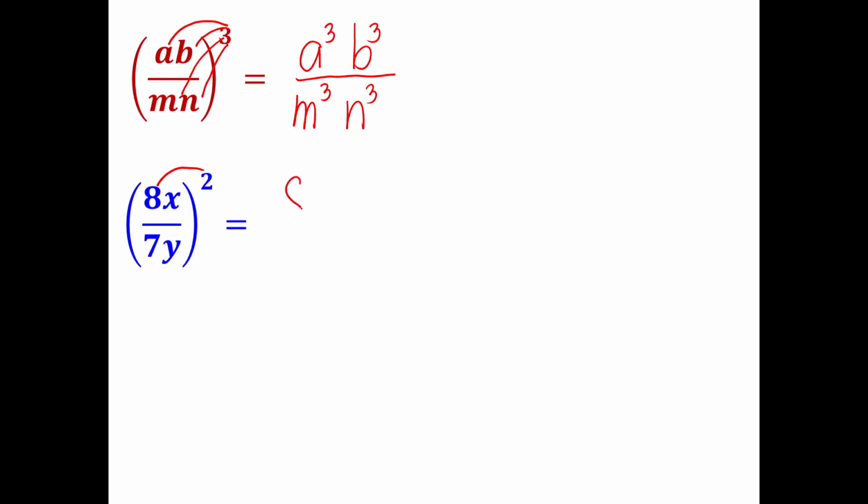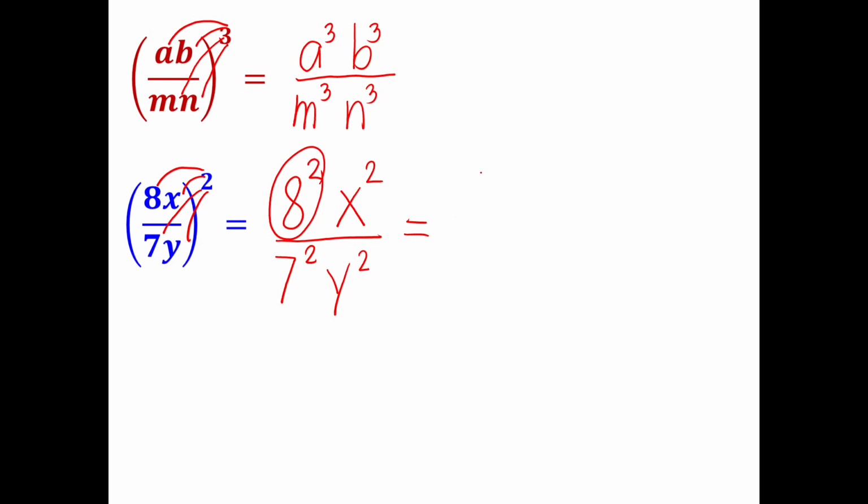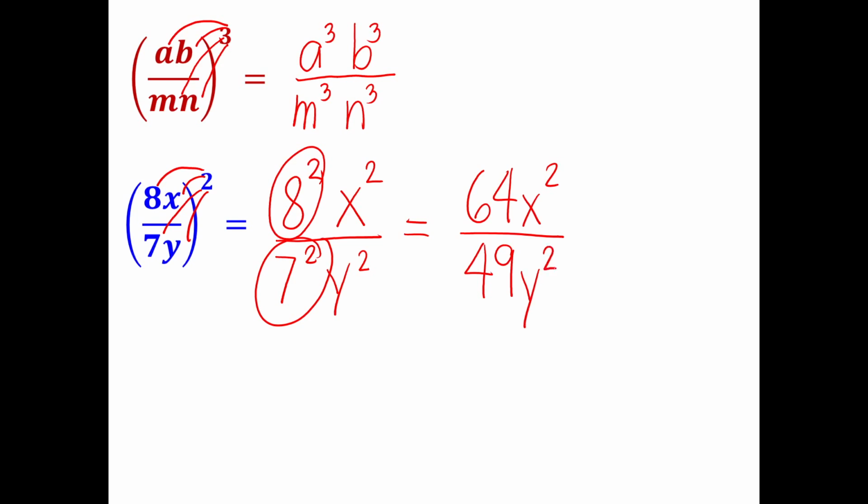X cube. 8 squared. Plus sunod. X squared. Sunod. 7 squared and Y squared. Ato lang i-simplify ang mga square. Pila man sa 8 squared? 64. Okay. What about 7 squared? 7 times 7. 49. Y squared. Okay. What about this one over here?